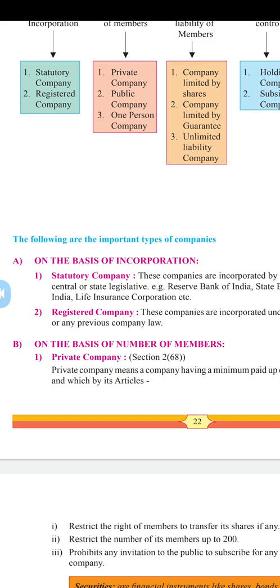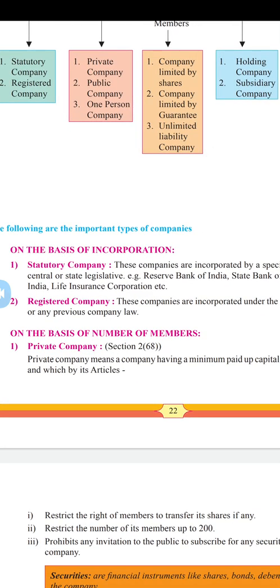On the basis of incorporation, first is statutory company. These companies are brought into existence by a special act passed by the central or state legislature. For example, Reserve Bank of India was formed under the Reserve Bank of India Act 1934, and LIC was formed under the Life Insurance Corporation Act, 1956. That means statutory companies are the companies which are established by passing a special act by the central or state legislature. That's why it is a type on the basis of incorporation.